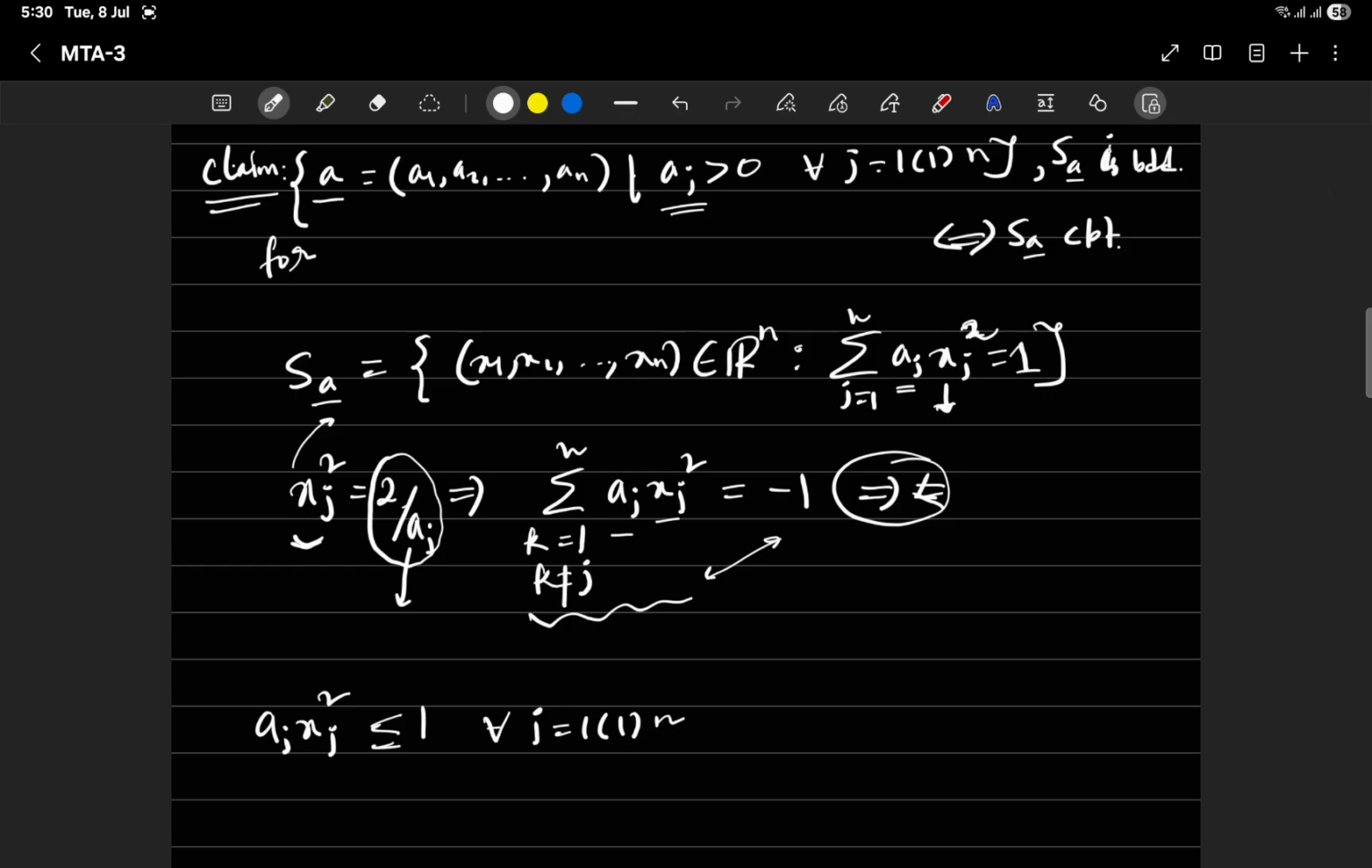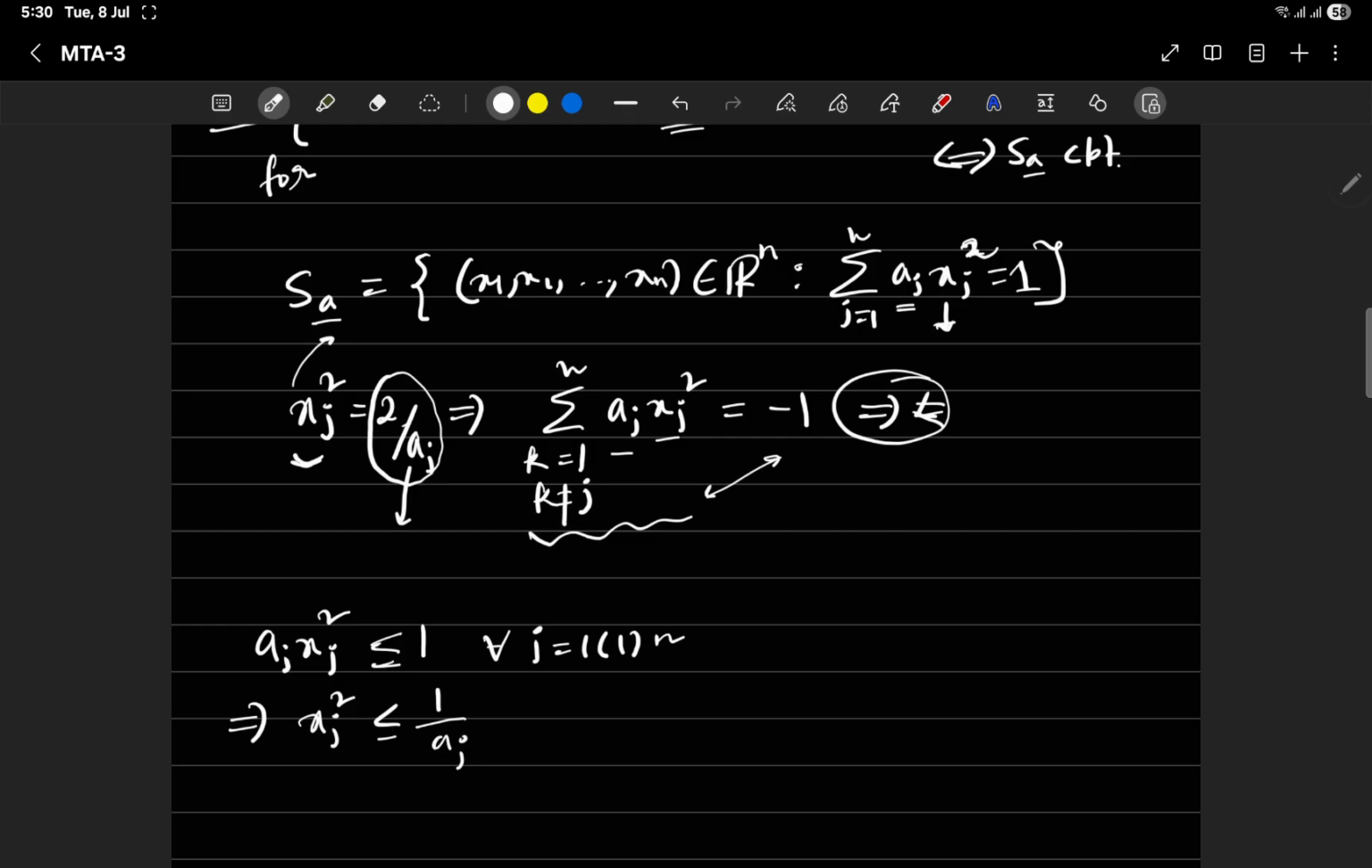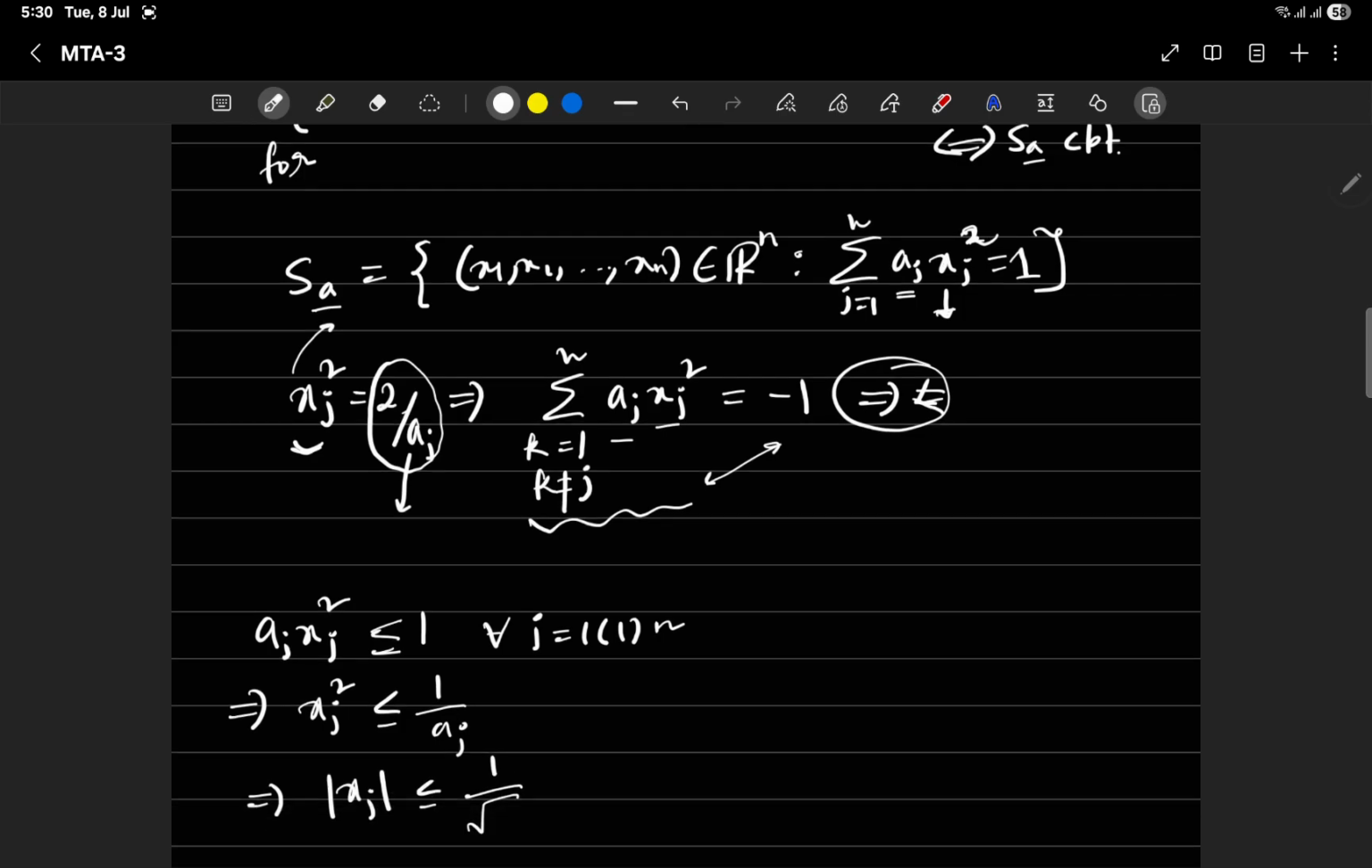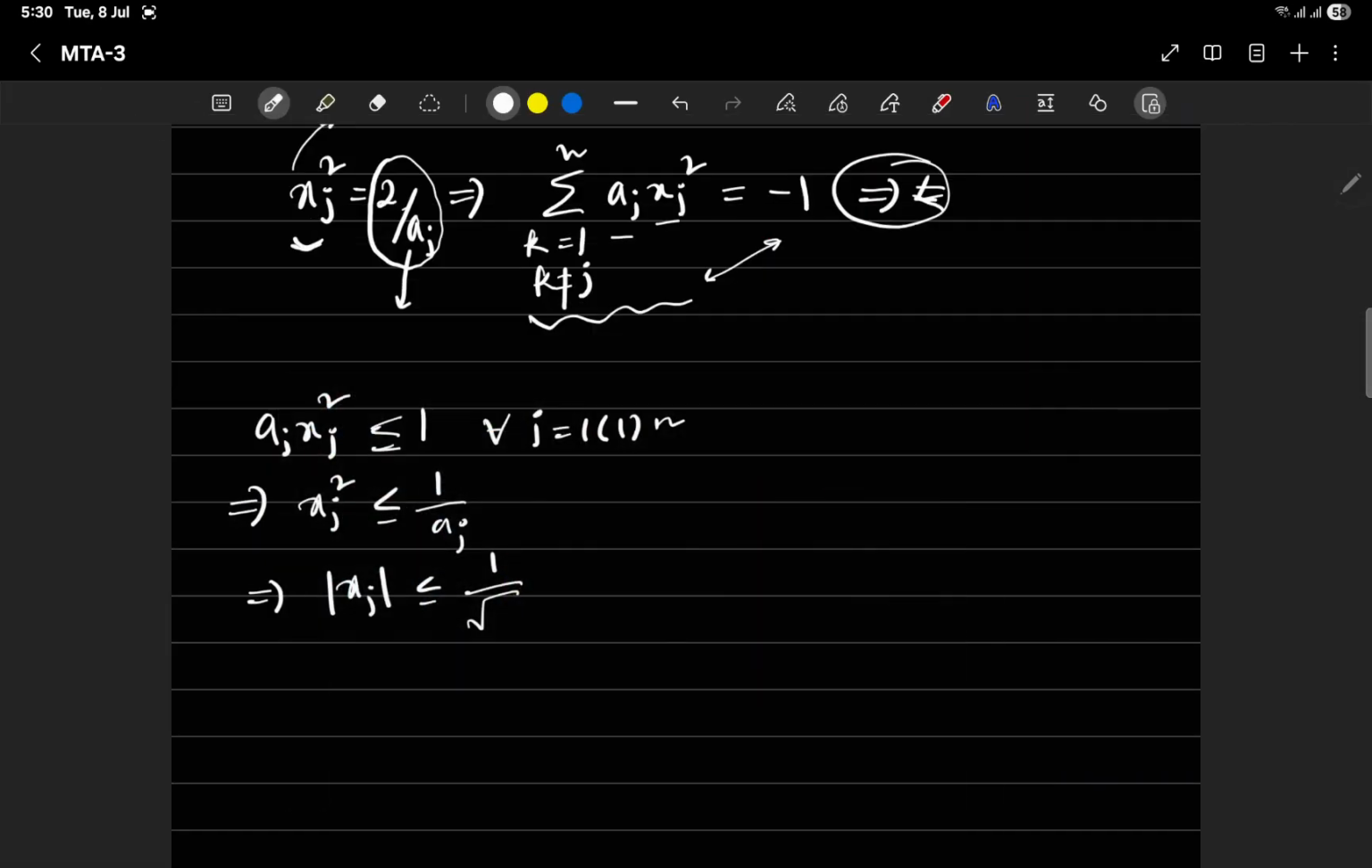Got it? Yeah. So that means our xj square should be less than or equal to 1 by j, and that gives you 1 by root of aj. As aj is positive, this is fine.